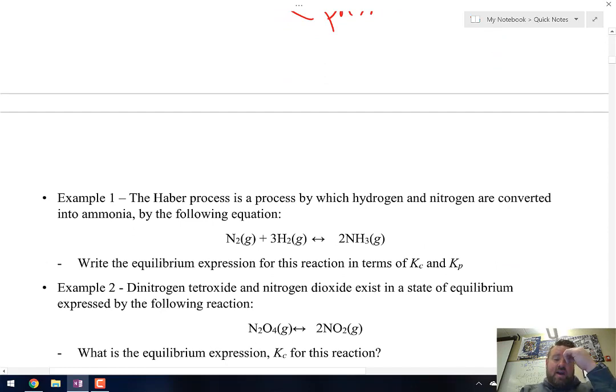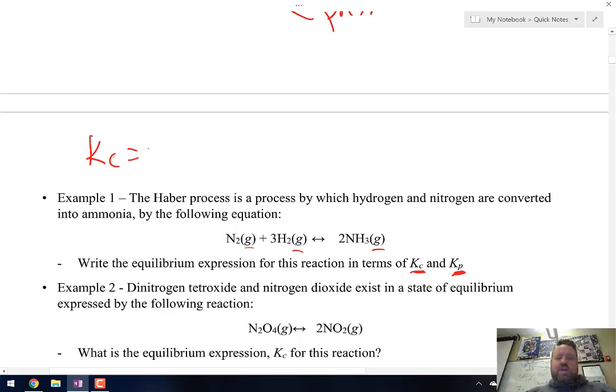It says the Haber process is a process by which hydrogen and nitrogen are converted into ammonia by the following equation. So notice, first of all, they're all gases. It says write the equilibrium constant expression for this reaction in terms of Kc and also in terms of Kp. So let's start with Kc just because that's the first one.